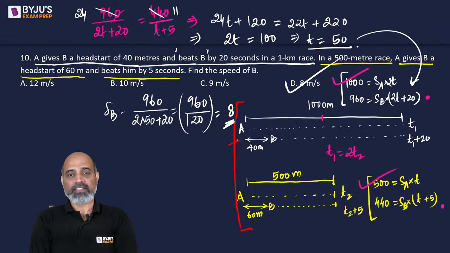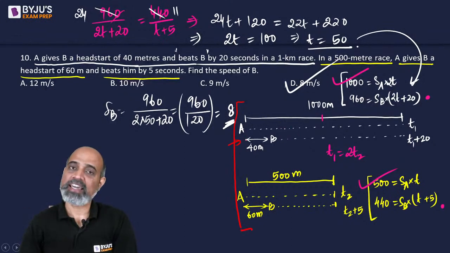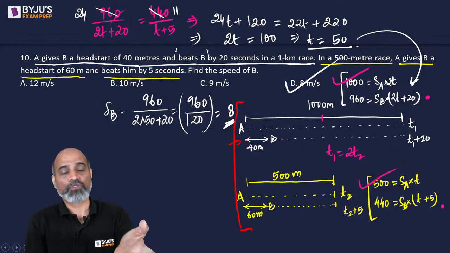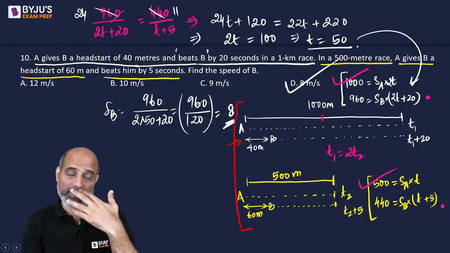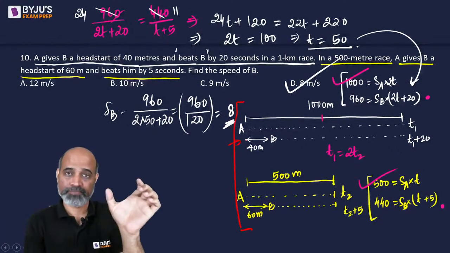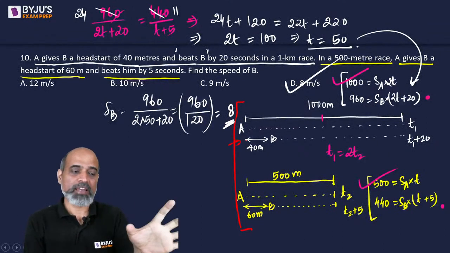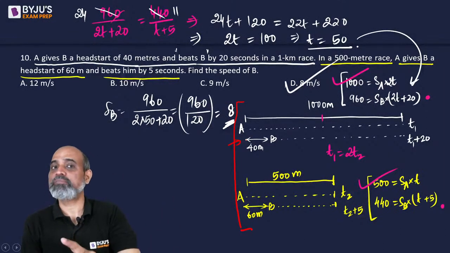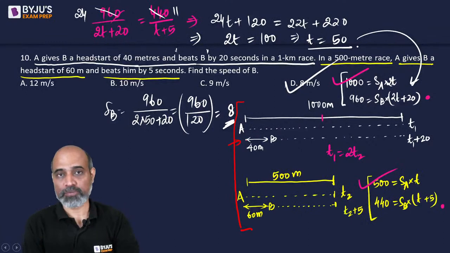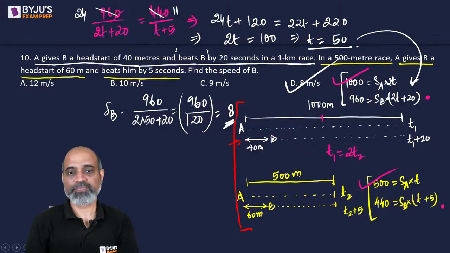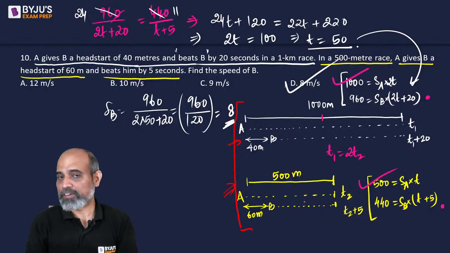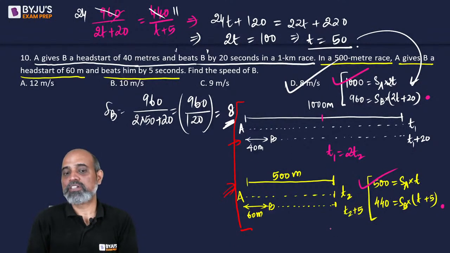Right? In this case, whatever distance A is going to cover, double that distance, A covers 1000 meters, he takes a certain time and B covers only 960 meters and B still takes 20 seconds more. Okay? In the second scenario, A covers 500 meters, B covers 60 meters less than 500, which is 440, and takes 5 seconds more.